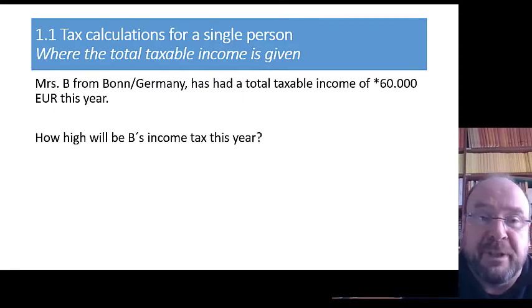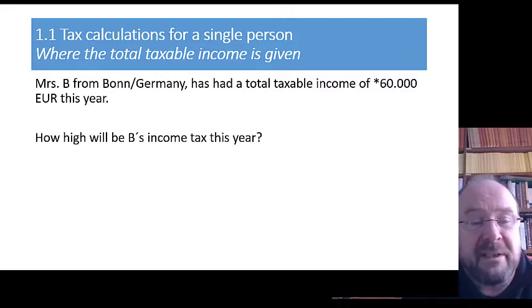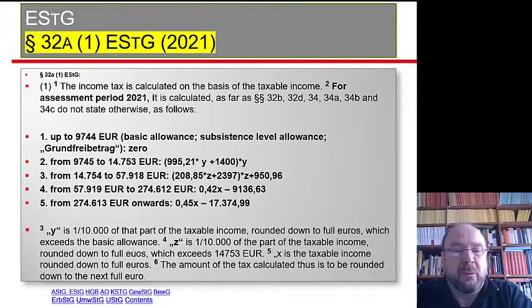This is now Mrs. B from Bonn in Germany, who has a total taxable income of 60,000 euro this year, and we are asked now to calculate Mrs. B's income tax under German tax law for this year. Well, let us first have a glance at the tax act again. It's for 2021, the same as before. We are in the same bracket, and so we have to calculate 42% of everything minus a correcting factor, which in 2021 is 9136.63.